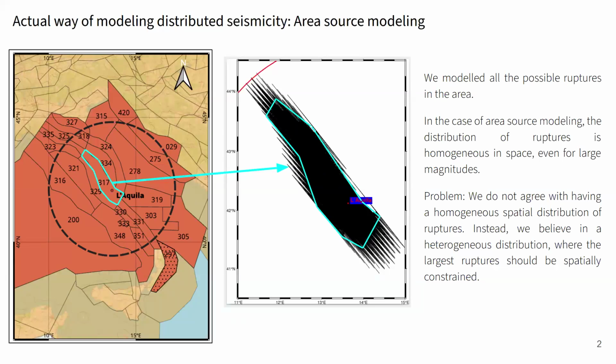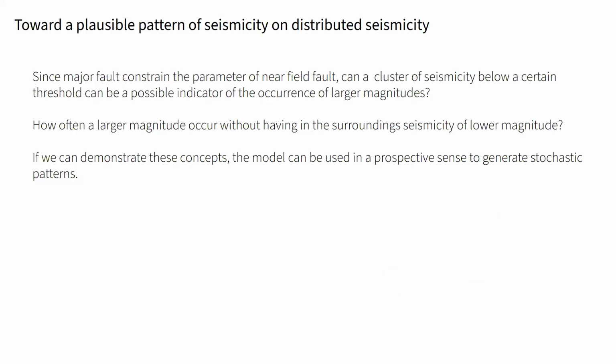So the question that you may ask is, is it really realistic to have a possibility of having a magnitude greater than 7 totally homogeneous in space? We believe that this is not the case, and we want to change that. So the question that we want to answer is, since major faults constrain the parameters of near-field faults, can a cluster of seismicity below a certain threshold be a possible indicator of the occurrence of larger magnitudes?